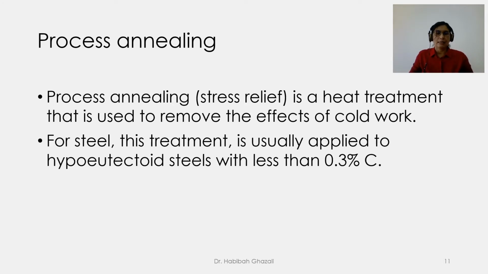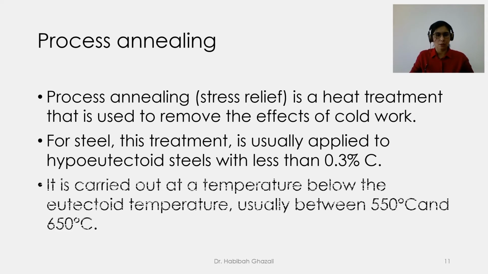So for steel, this treatment is usually only applied to hypoeutectoid steel with a carbon composition of less than 0.3 weight percentage. So it is carried out at a temperature below the eutectoid temperature, usually between 550 degrees Celsius and 650 degrees Celsius. So no transformation of phases happens. So this process is done below the eutectoid temperature. So you will still have the microstructure of pro-eutectoid ferrite and perlite.